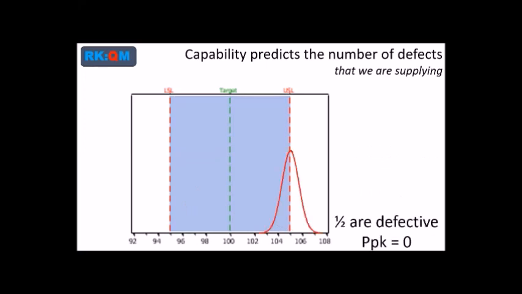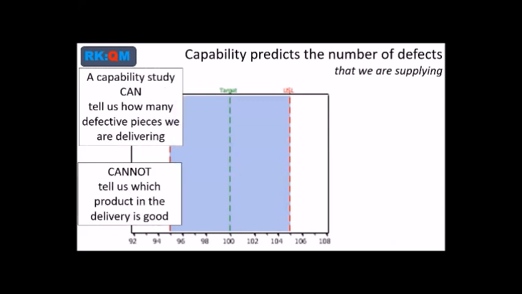In this process, although precise, half of all the parts are above the spec limit. It will be necessary to quarantine the production and sort it. PPK 0. In this final process, simply improving the setup would have the potential of improving the PPK immediately to 2.3. Again, capability predicts the proportion of the delivery within tolerance, but it cannot tell you which pieces are good and which are defective.